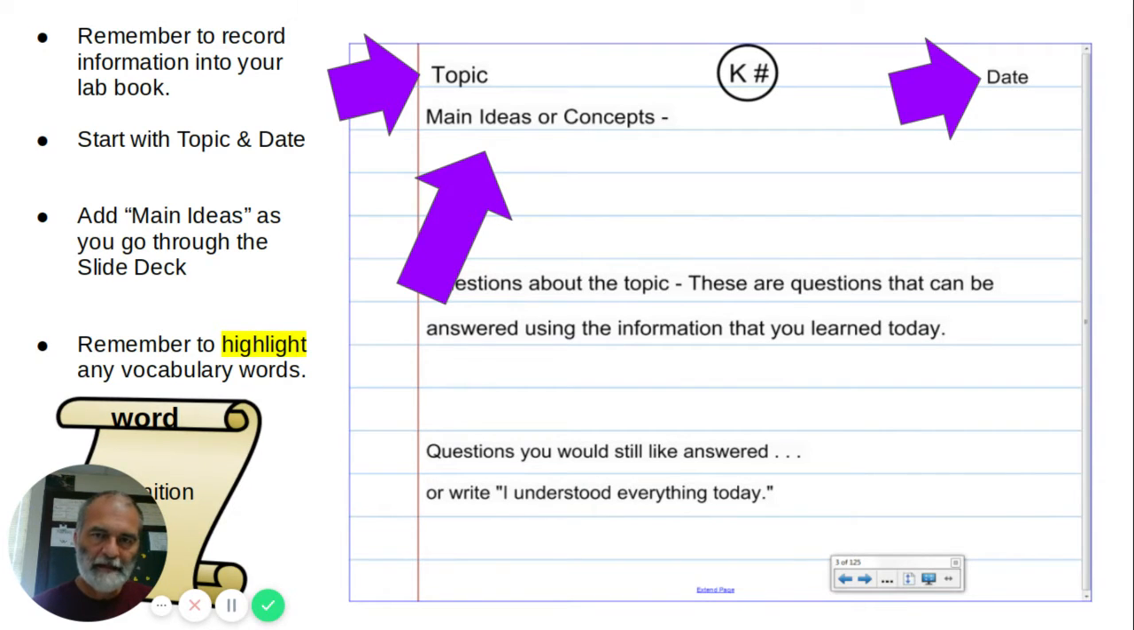And then in the main ideas section, you're going to be taking notes while we look through the slide deck. If there's any vocabulary words, you're going to highlight them. There will be a page that looks like this for the vocab words. You don't need to put a definition. That's in Quizlet. But it would be good to draw a picture or put one word, some way to help you identify that vocab word so that when you see it again, you go, oh, that has to do with eyes, or that has to do with reproduction, or that has to do with cells.